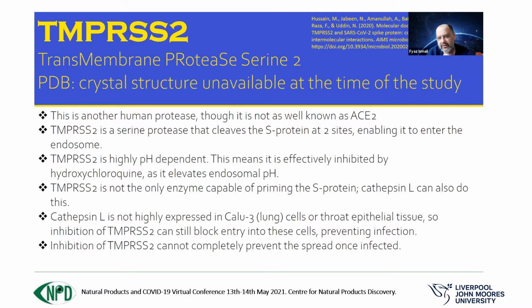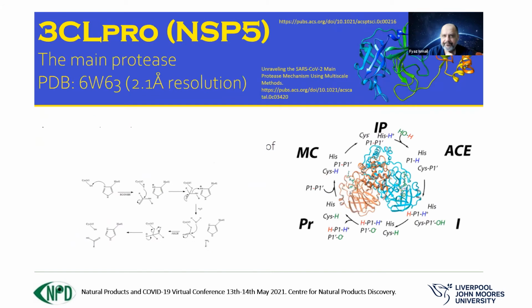Cathepsin L isn't highly expressed in Calu lung cells or throat epithelial tissue, so inhibition of this could still block entry into the cells, preventing infection, but we felt there was insufficient information for us to be able to target this. So we became interested in the main protease.